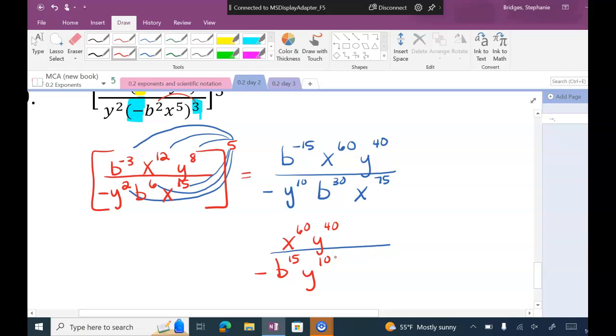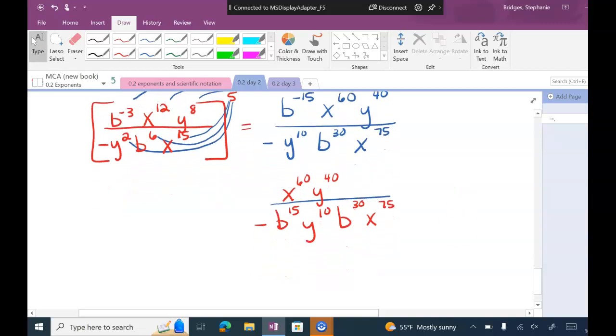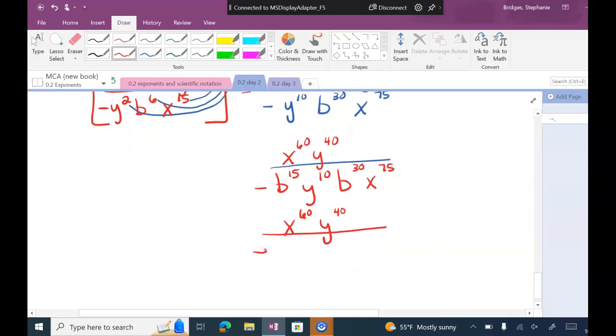Does my b to the 30th need to move? No. Okay. Does my x to the 75th need to move? No. Before I start simplifying, I want you to look closely. In the numerator, do I have multiple of the same variables that I need to put together? No. In the denominator, do I have more than one of the same variable that I need to put together? Yes, I need to put those b's. So I'm going to leave the numerator as it is. I'm going to keep the negative sign in front of the bottom.